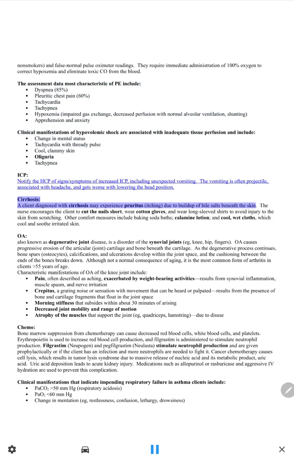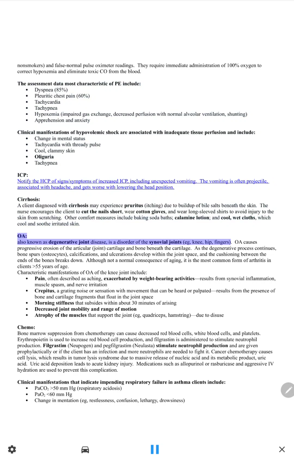Cirrhosis. A client diagnosed with cirrhosis may experience pruritus, itching, due to buildup of bile salts beneath the skin. The nurse encourages the client to cut the nails short, wear cotton gloves, and wear long-sleeved shirts to avoid injury to the skin from scratching. Other comfort measures include baking soda baths, calamine lotion, and cool, wet cloths, which cool and soothe irritated skin.